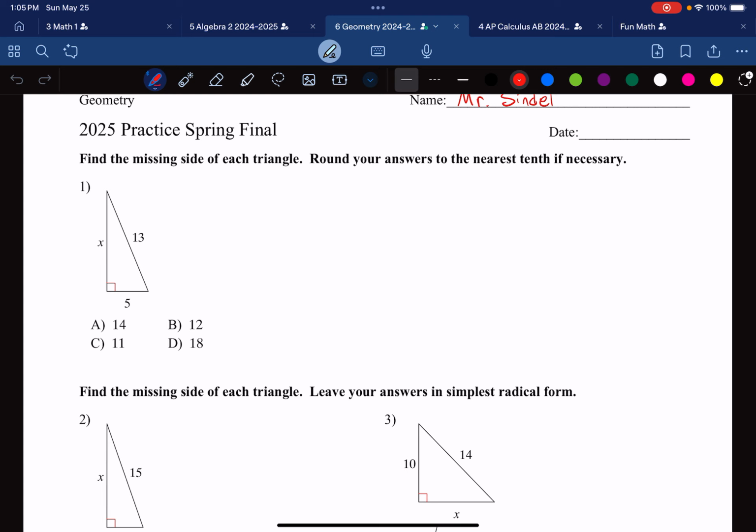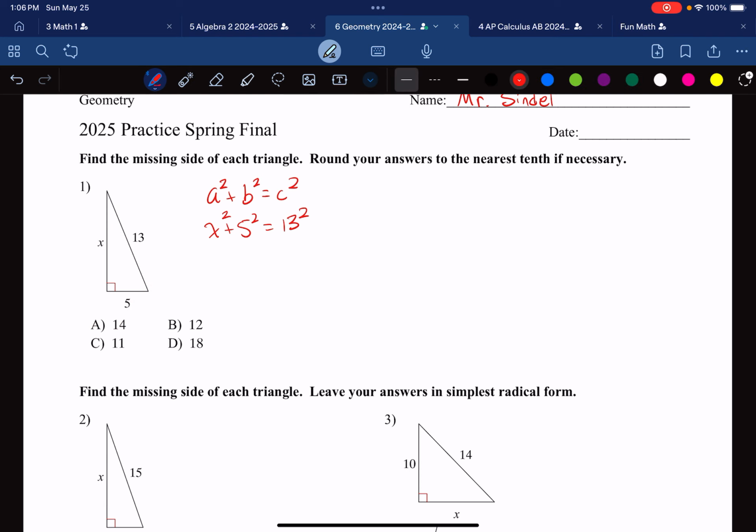That means I'm invoking the Pythagorean theorem, a squared plus b squared is equal to c squared. I use my side lengths x and 5, and that's going to be set equal to the hypotenuse. Just as a reminder, the hypotenuse is always opposite of the 90-degree angle, therefore it's going to be 13 squared over here. You might have this one memorized as well.